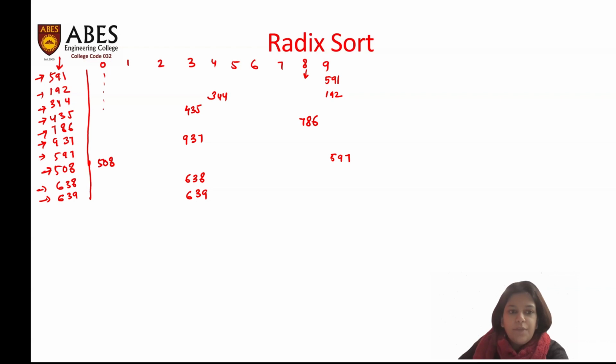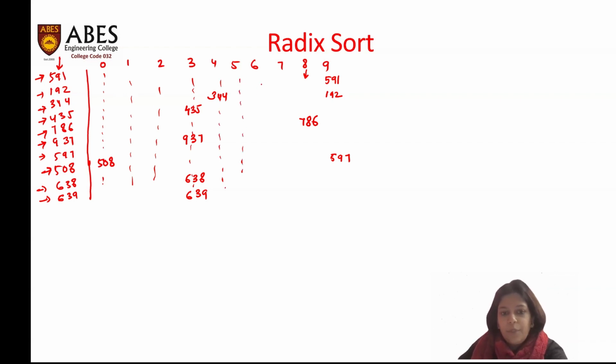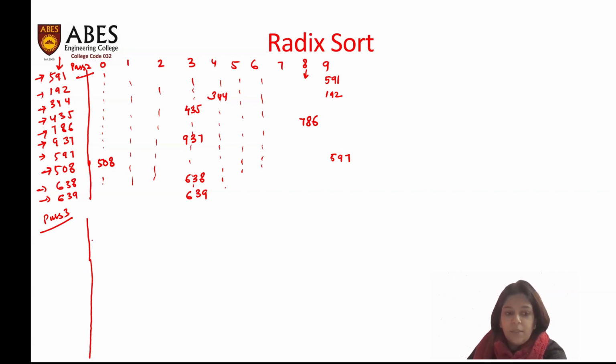Now, again, we are going to traverse them column-wise, right? And by traversing them column-wise, whatever numbers we get here will serve as the input for the next pass. So this was pass 2, and now we are going to have pass 3. As discussed, the maximum number in this input has 3 digits, so this third pass is going to be the last pass.